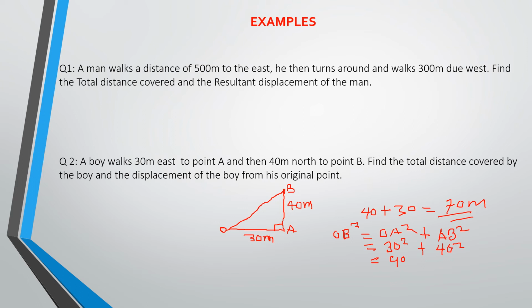900 plus 1600. So when you add this together, you have 2500. So what you are now going to find is the square root of OB squared. If you square root both sides, OB will be the square root of 2500. If you find that square root, what you are going to have will be 50 meters.